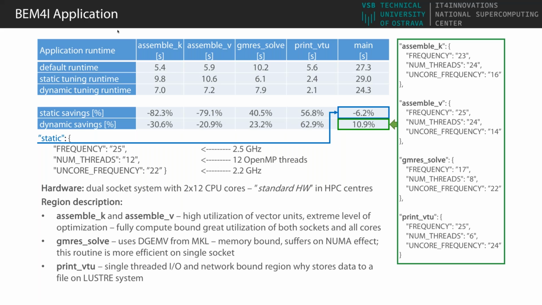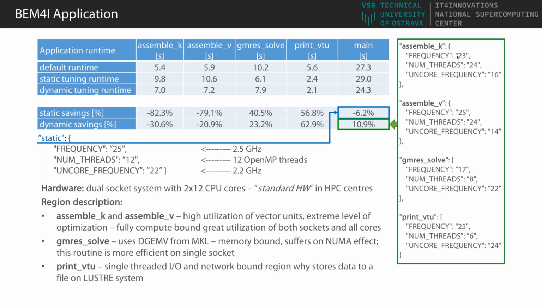And so for these regions on the right side, we see the following optimal settings. The assemble K and assemble V need a high core frequency, full number of threads, and lower uncore frequency, while the GMRES solve needs a lower core frequency, a lower number of threads, and a higher uncore frequency. And the print VTU, the IO bound region, requires the higher core frequency, low number of threads, and uncore frequency of 2.4 gigahertz. I'm sorry, the 23 here means 2.3 in terms of the frequency. So these are the optimal settings.